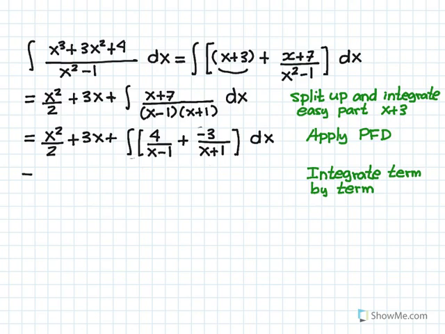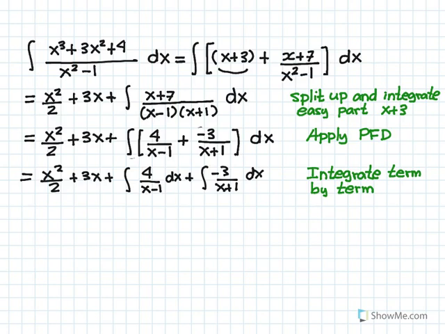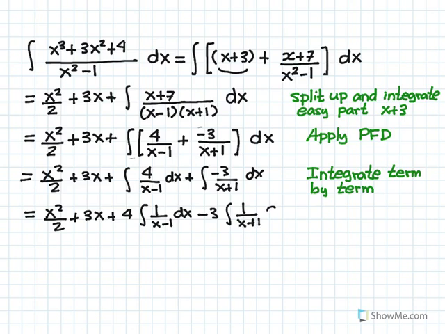So let's carry forward the solved integrals from before. That's x squared over 2 + 3x. Let's split up the integrals. We have the integral of 4 divided by x - 1 dx plus the integral of -3 divided by x + 1 dx. Let's remove the constants outside the integral. So we have x squared over 2 + 3x + 4 times the integral of 1 over x - 1 dx - 3 times the integral of 1 over x + 1 dx. Constants pass right through the integral.